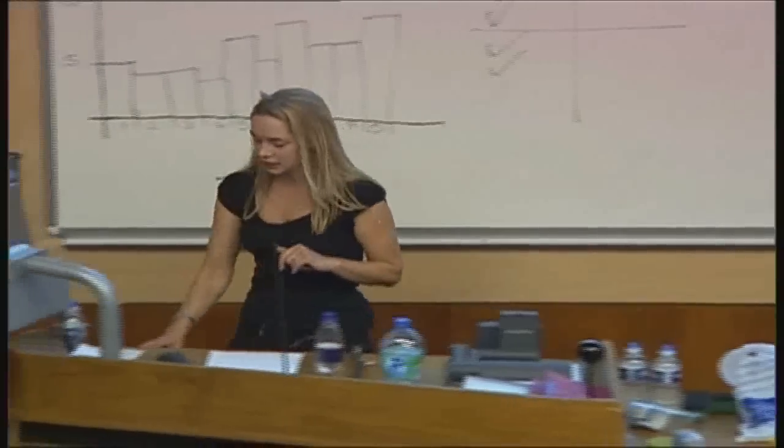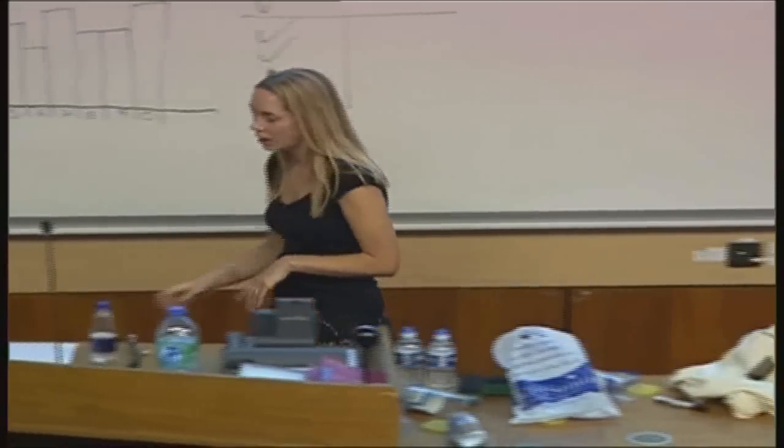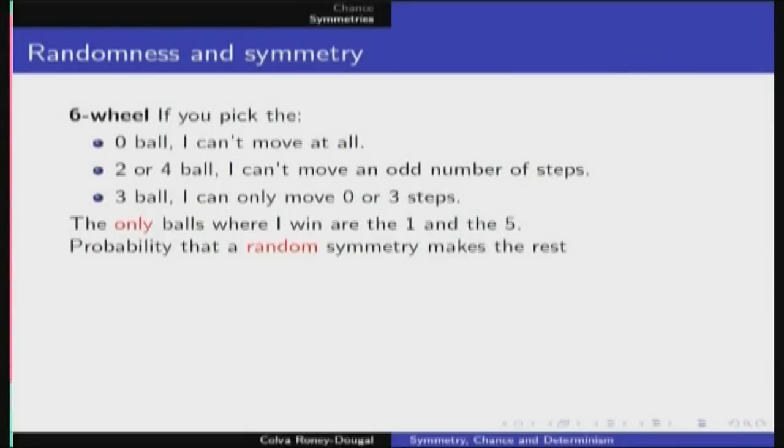So the only ways that I could win, which is why I was a little surprised to win so often, was the 1 and the 5. The 1 means go forward 1, and the 5 means go back 1. The probability, therefore, that a random one makes the rest, well, there's 2 where I win. I win on the 1, and I win on the 5. So there's 2 possibilities out of the 6. That's 2/6, which we can cancel down to 1/3.